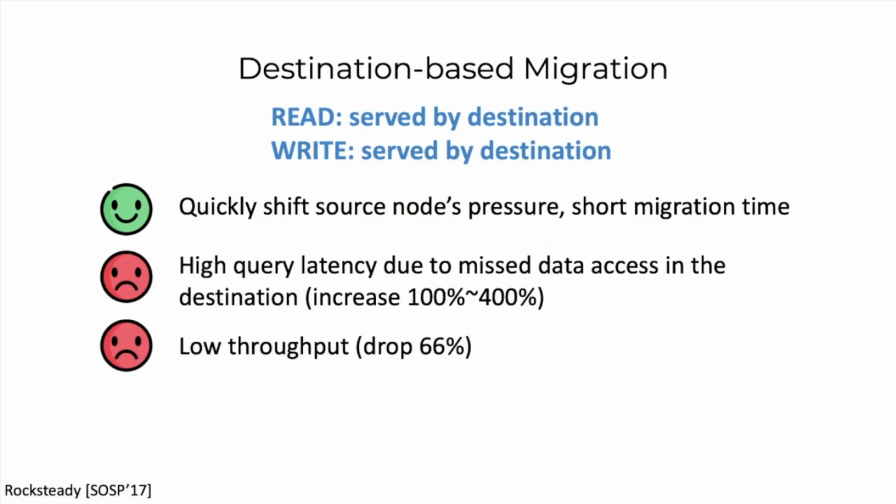However, it incurs high query latency and low query throughput during the migration because the data access is missed. It's not in the destination. For example, Rocksteady can increase the access latency by 100% to 400% compared with no migration.